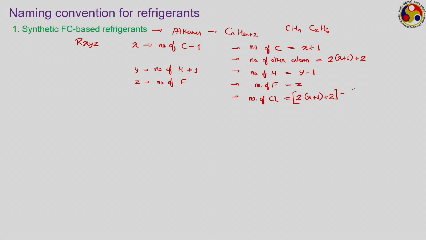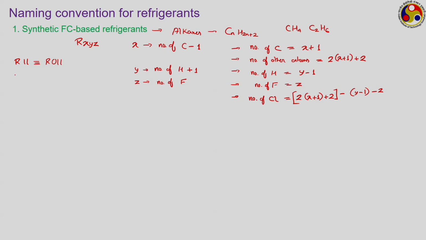Out of this, hydrogen is y minus 1 and fluorine is z. So from there we can easily find the total number of chlorine atoms present. Let us take some examples. If we have R11, instead of 3 numbers we have just 2 numbers present, so you can also write this as R011.